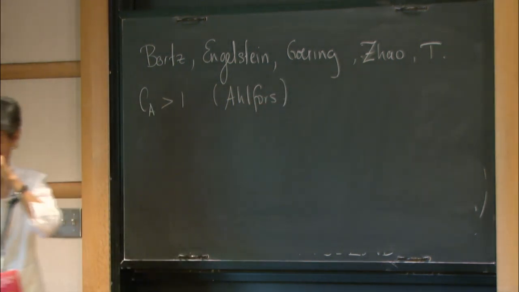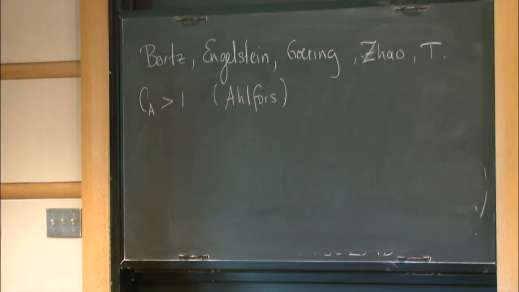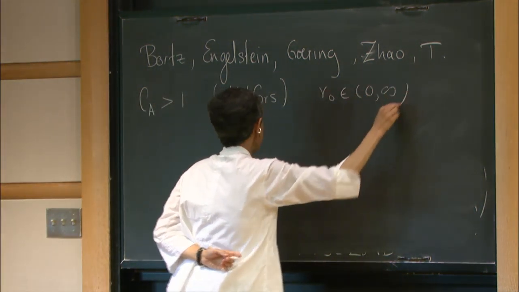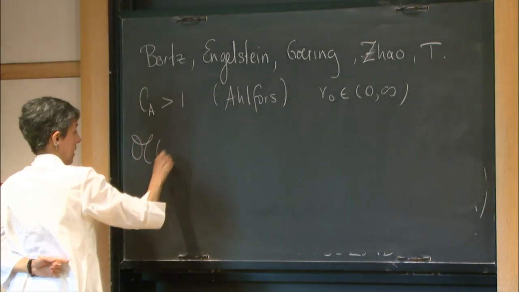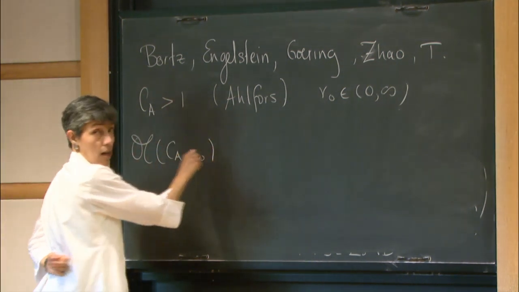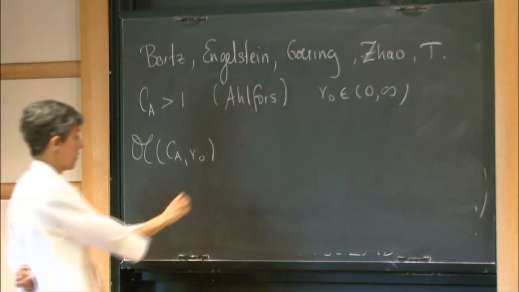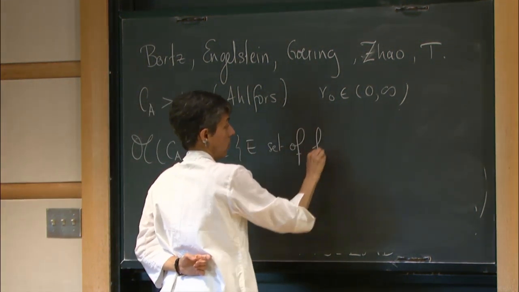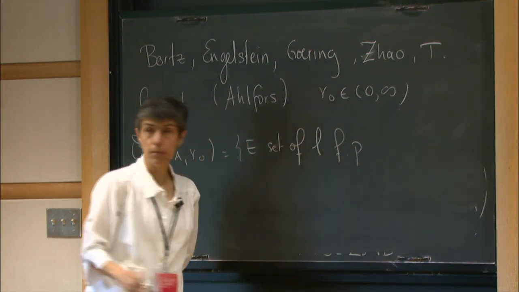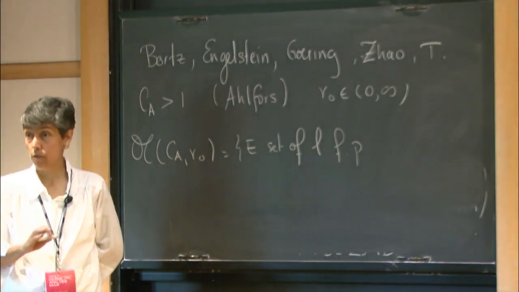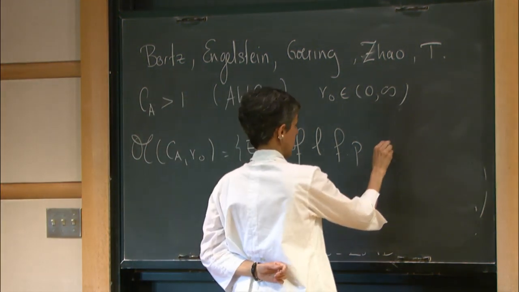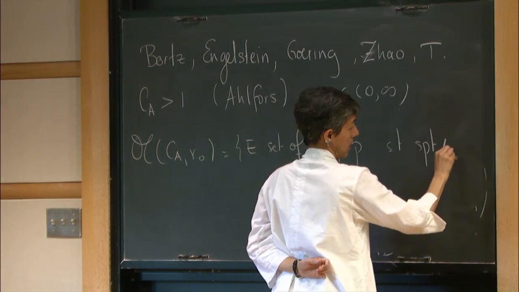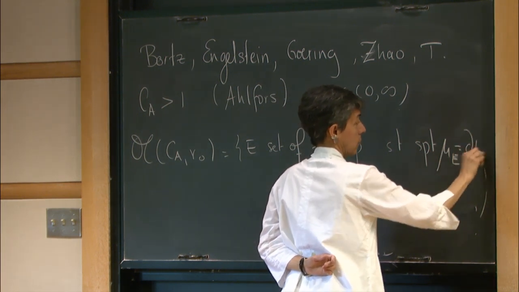Alphas. And I take R0, a positive number. And I define the class A of CA R0 as the class of sets of locally finite perimeter. I always choose the good representative, so the support of mu sub E is really the boundary.